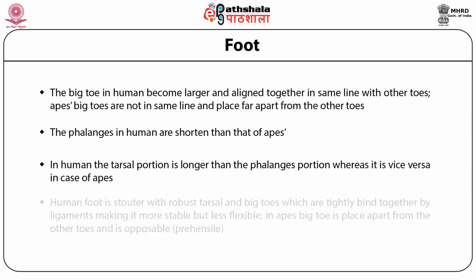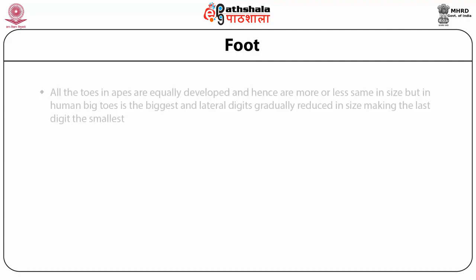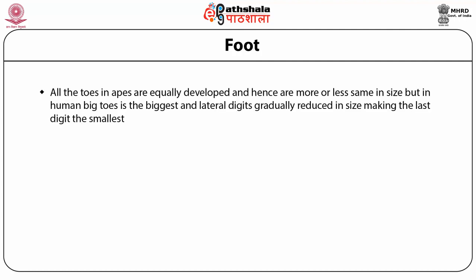Moreover, the human foot is stouter, with robust tarsals and a big toe, which are tightly bound together by ligaments, making it more stable but less flexible. But in apes, the big toe is placed apart from the other toes and is opposable. This makes the foot of apes prehensile. All the toes in apes are equally developed and hence are more or less the same in size.